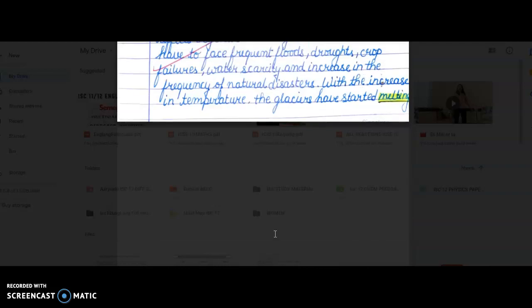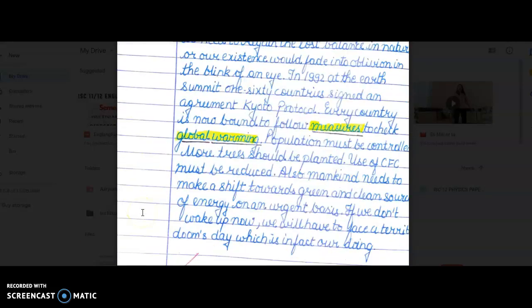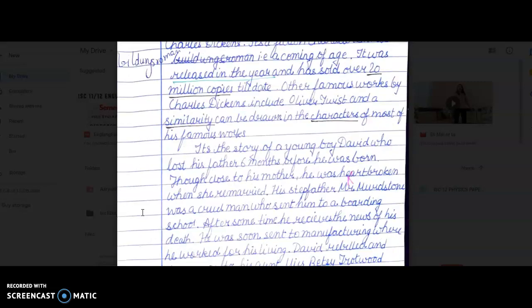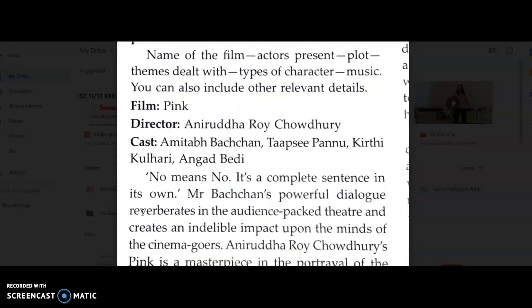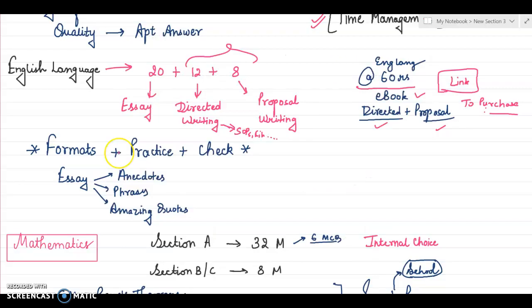You can see the answers are given, like how to write an article, then how to write a book review, and so on. The most important thing of writing, directed writing or proposal writing is to write its format. You should know because marks are allotted for the format. You have to practice, and you can also make it check by your teacher, by your tuition teacher or any other person.